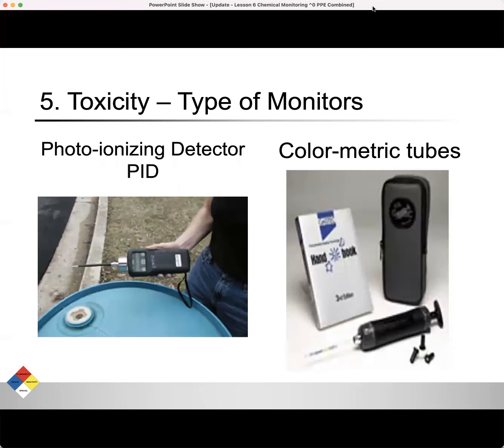What are some types of toxicity monitors? On the left is a photoionization detector, or a PID. In that picture, that's a standalone PID. Sometimes you can get 4-gas monitors that have a PID built in. They'll call that the VOC, which will be the label. You can also use colorimetric tubes, of which there's an example on the right.